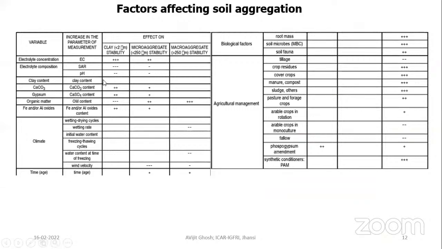Clay content, higher the clay content, higher is the stability of macroaggregate and microaggregate. Similarly, calcium carbonate, calcium is present, so it will increase clay stability and microaggregate stability. Organic matter content obviously will increase macroaggregate stability. Iron aluminium oxide again acts as a cementing agent. So iron aluminium ions act as a coagulating agent, but iron aluminium oxides act as a cementing agent. This difference you should remember. They increase the stability of microaggregate, and similarly different climatic parameters have a positive and negative effect.